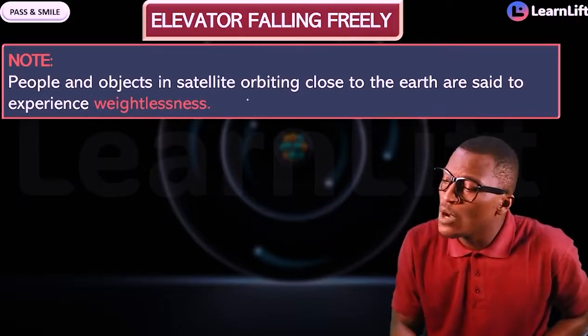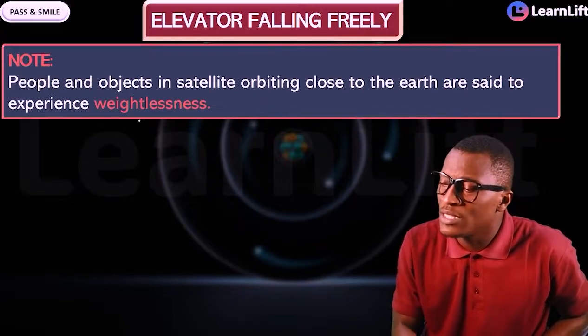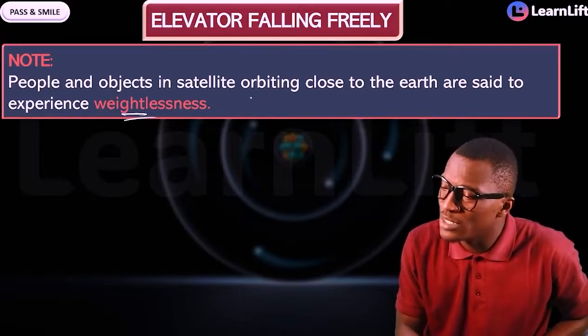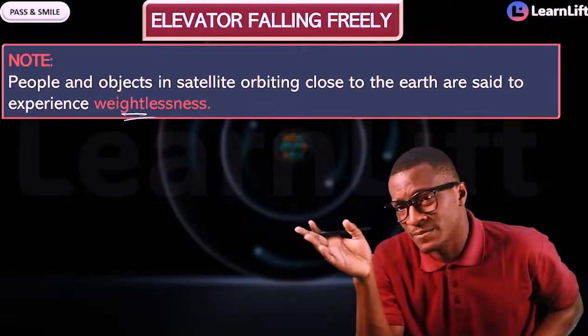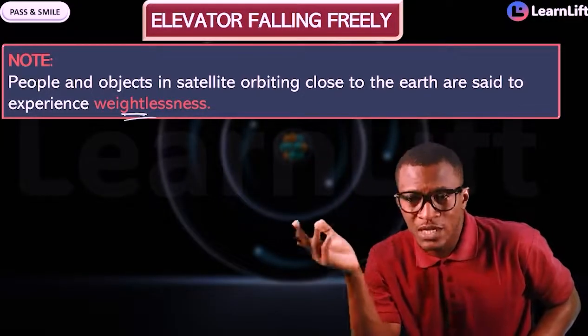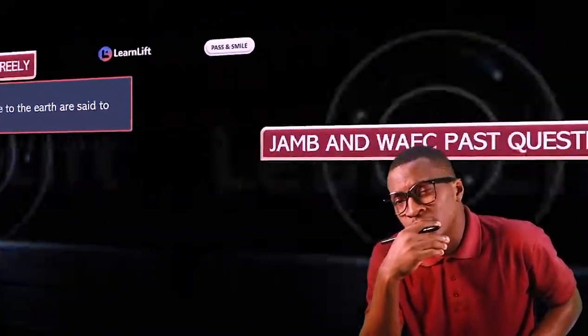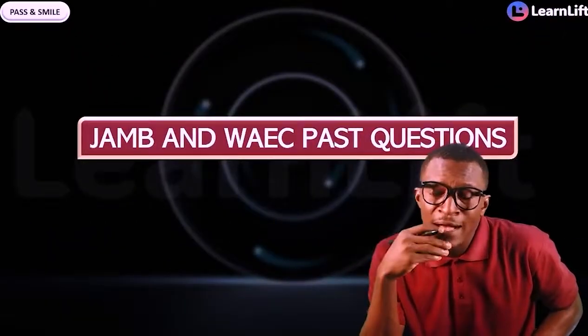Take note that people and objects in satellites orbiting around the earth are said to be weightless. People and objects in satellites orbiting around the earth are said to be what? Weightless. So for them to be weightless, you should know acceleration is equal to G. Do you understand that? Now let's see some JAMB and WAEC past questions.